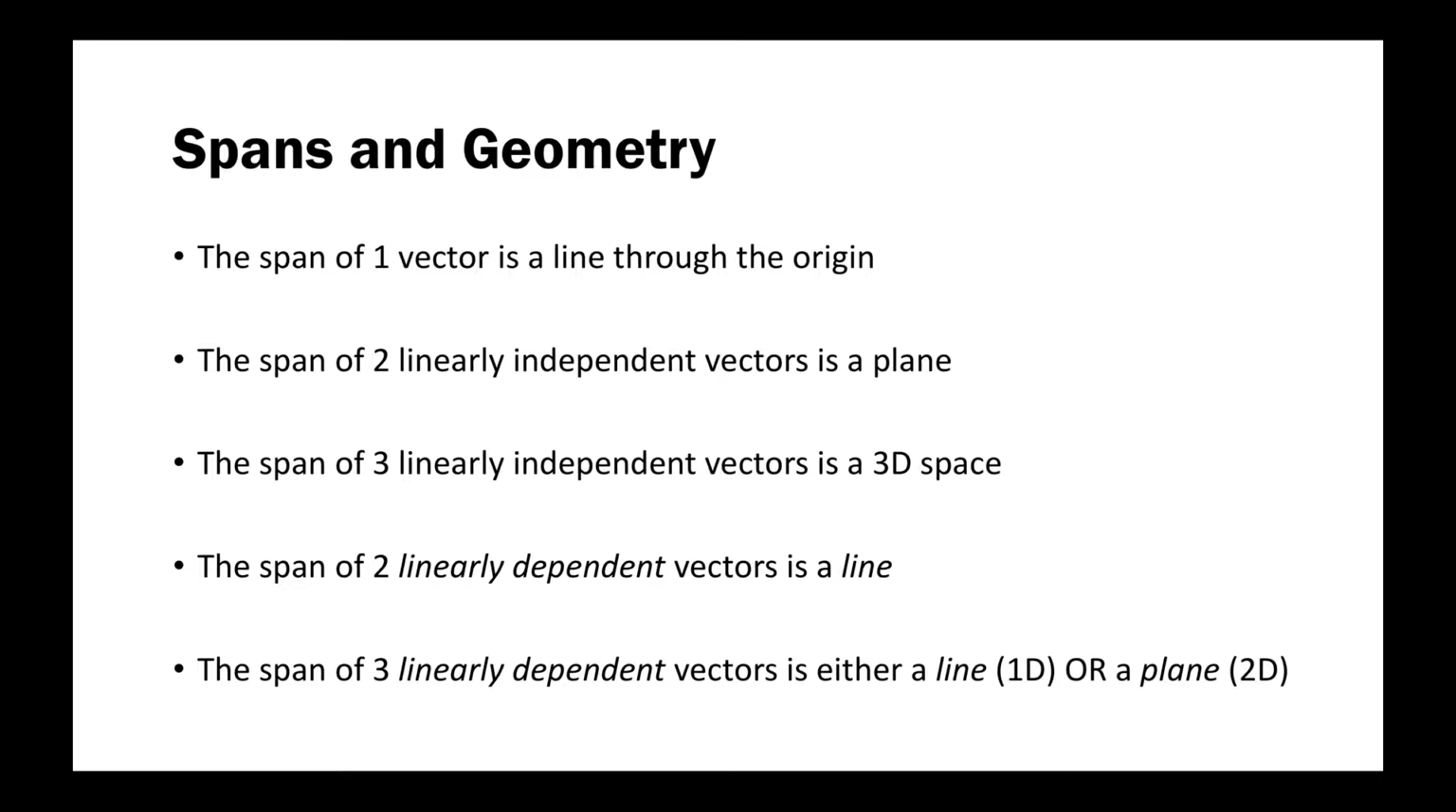Similarly, the span of three linearly dependent vectors is either a line or a plane. It would be a line if I only have one independent direction I can move, which would be if all three vectors pointed in the same direction, or it would be a plane if I had two vectors pointing in the same direction and one vector pointing in a different direction.